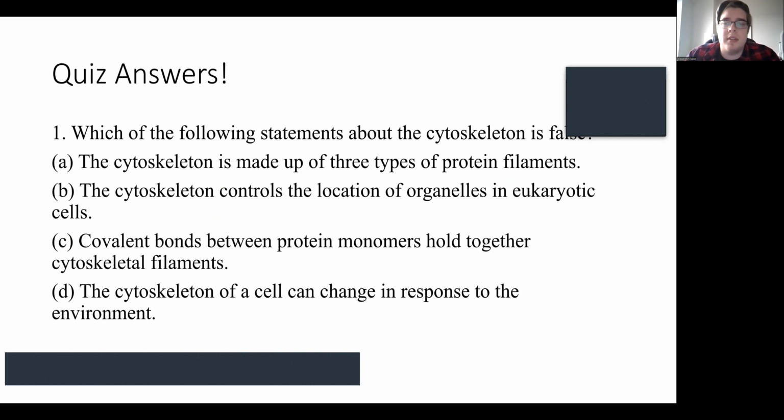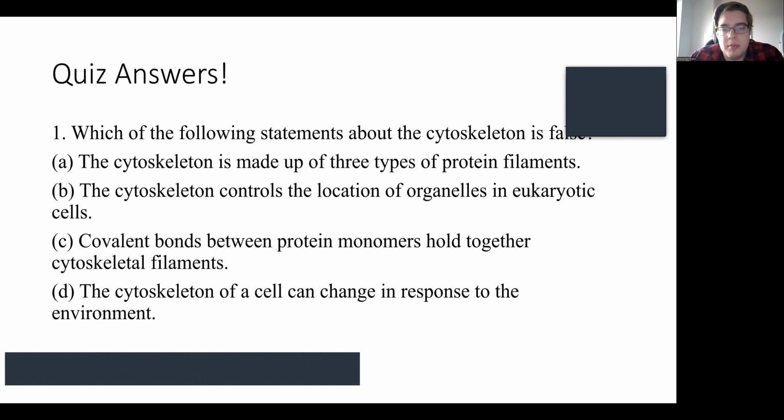Which of the following statements about the cytoskeleton is false? The cytoskeleton is made up of 3 types of protein filaments. We know that's true. There's intermediate filaments, actin filaments, and microtubules. The cytoskeleton controls the location of organelles in eukaryotic cells. We talked about in class that the cytoskeleton can help control where the endoplasmic reticulum is in the cell. There was a picture with 3 different fluorescent microscopy images where we saw that the microtubules lined up perfectly with the endoplasmic reticulum. So that is true.